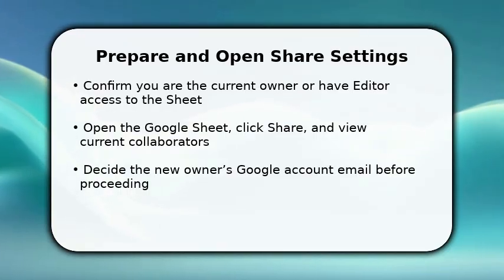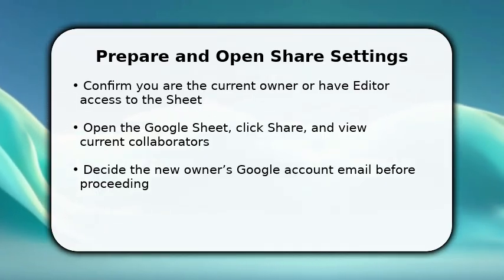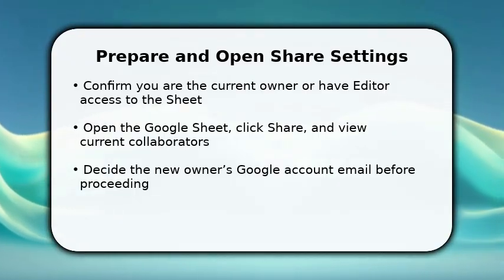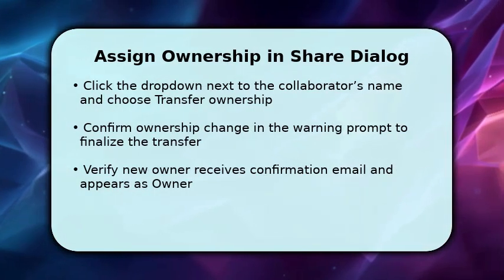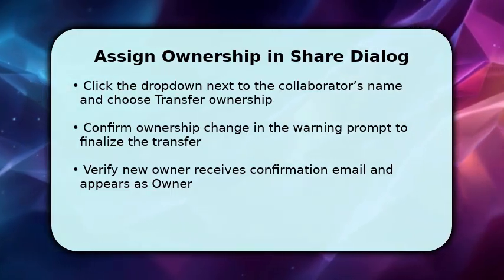Make sure the target account is a Google account because only Google accounts can be owners. While in the dialog, check existing permissions and remove duplicates. This prevents permission conflicts when you change ownership. With the person added and listed as editor, click the permission drop-down beside their name and select Transfer Ownership.